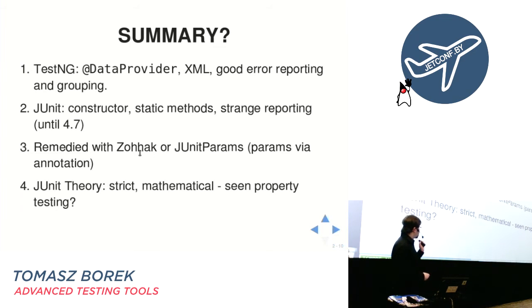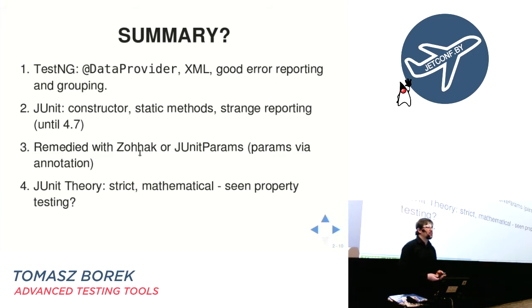Now, in JUnit, if you want to run parameterized tests, we need a constructor, static methods, a parameterized runner, and an annotated method which actually returns proper types. Until 4.11 actually, there is a mistake on the slide.